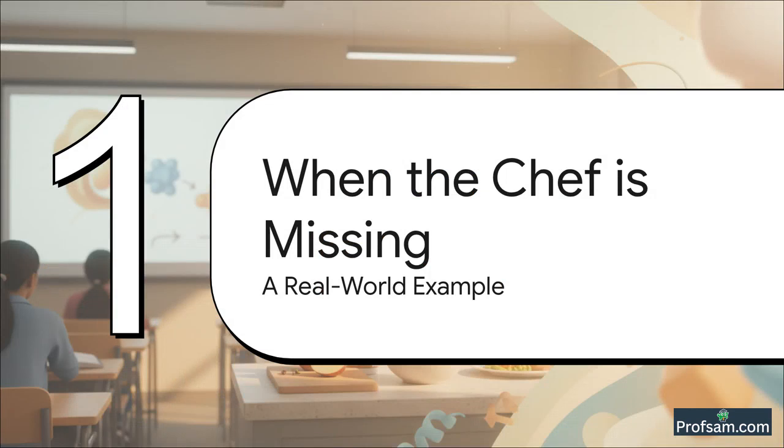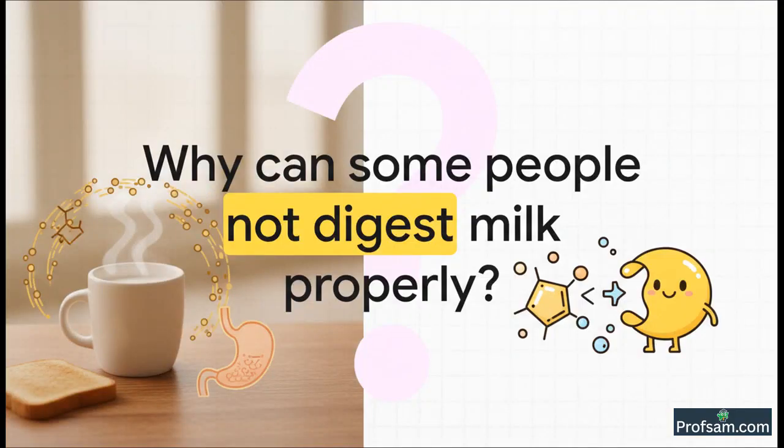All right, we have seen how important these molecular chefs are, but what happens if a specific chef is missing from the kitchen? Let's look at a very common, real-world example that you might have seen. Many of us know someone, or maybe it's you yourself, who finds it difficult to digest milk. After drinking milk, you might feel discomfort or bloating. Why does this happen? The answer, as you might have guessed, is a missing enzyme.